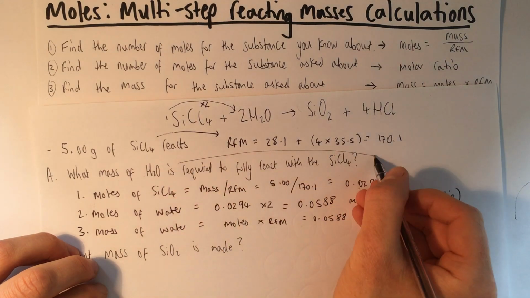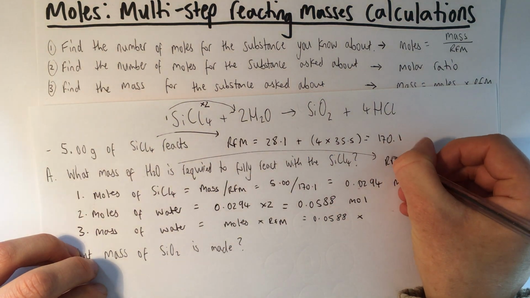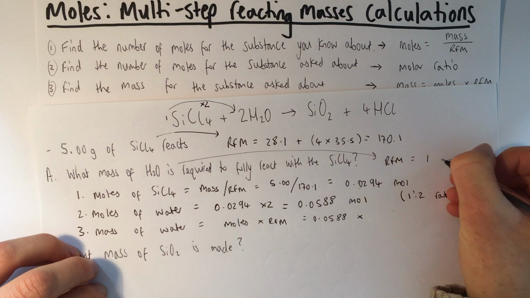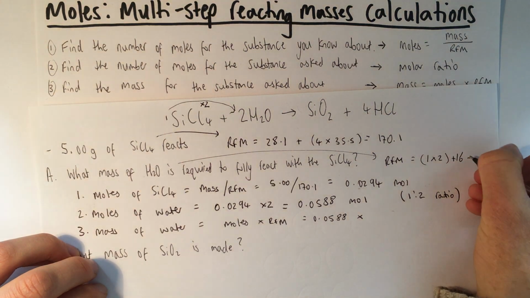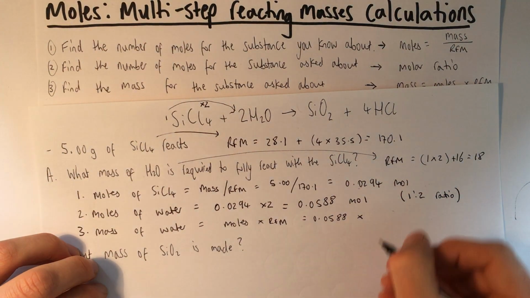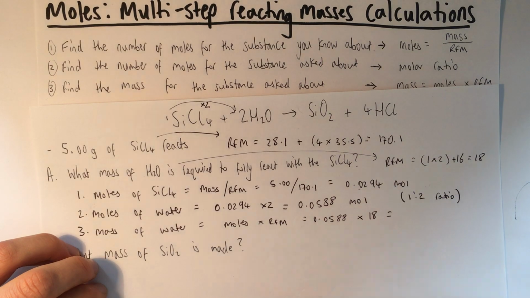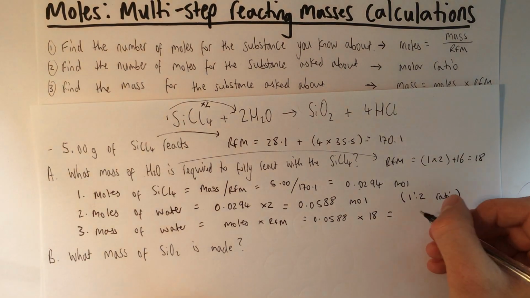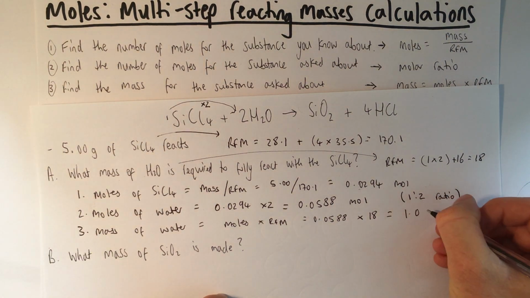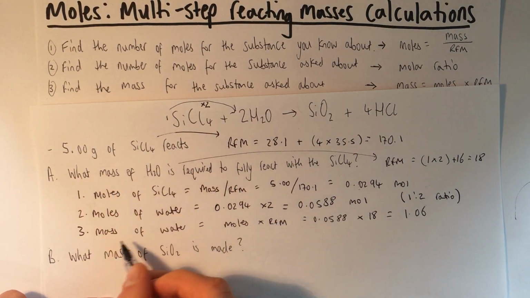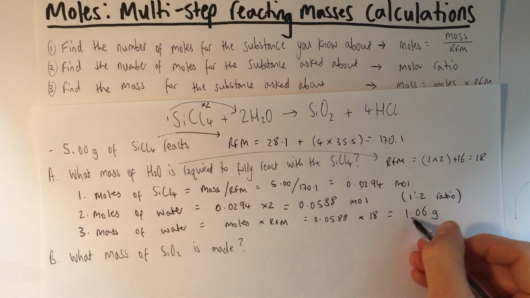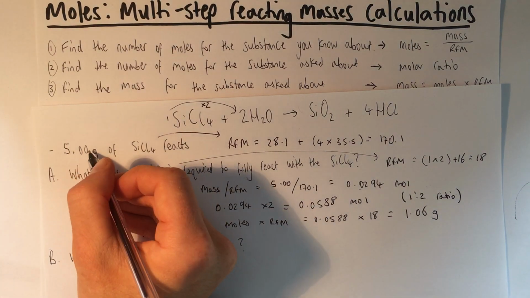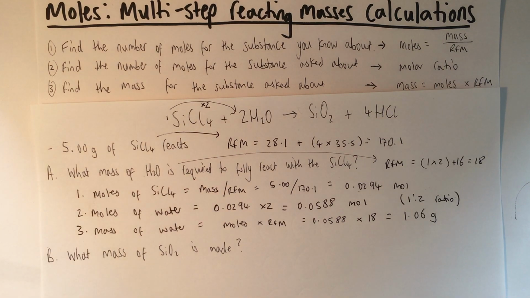Now, the relative formula mass of water: there's 2 lots of hydrogen, so 1 times 2, and 1 lot of oxygen, which is 16. So the relative formula mass of water is 18. And if I times those, I get the answer 1.06. It's a mass, so the unit is grams. I've rounded that to 3 significant figures because in my question I've been given this mass to 3 significant figures.